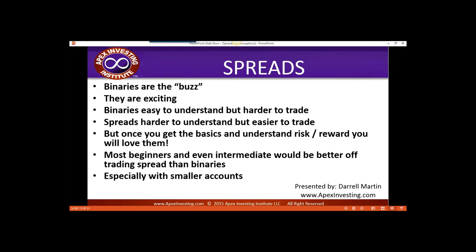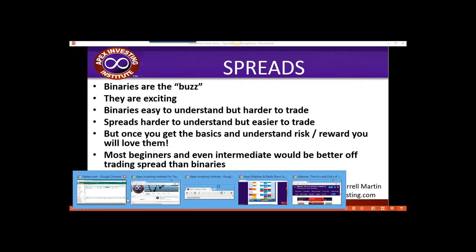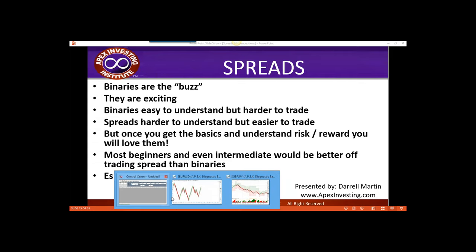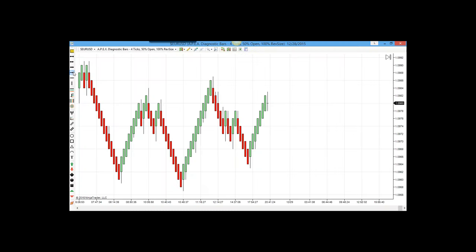But even if you exit it early, let's look at a quick example here. If I bought a binary right here for $80 and the market came down and hit that strike, so I got out of it at about $50, I'd only lose 30 bucks. The spread still would have to go all the way down past here for me to lose that same 30 bucks.